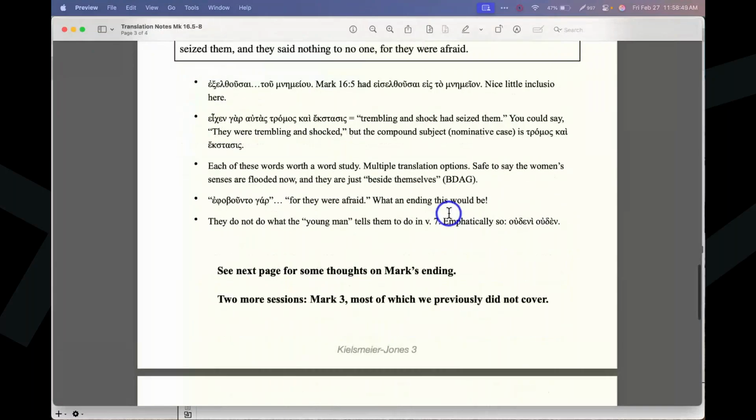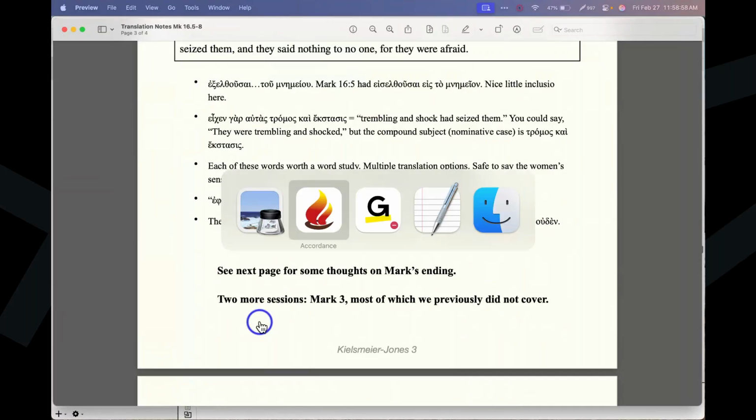And just to mention again that we've still got two more sessions, Mark chapter 3, most of which we previously did not cover. And that will take us through to the end of the book.